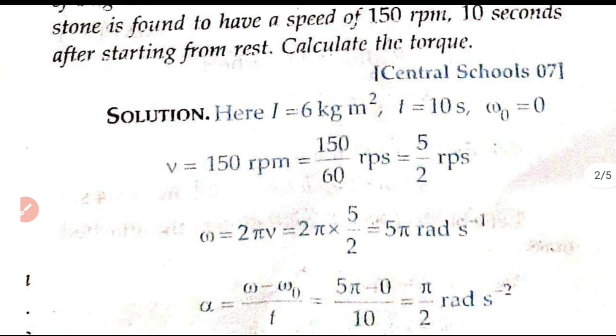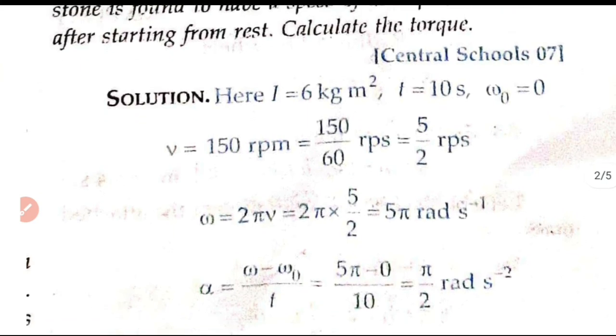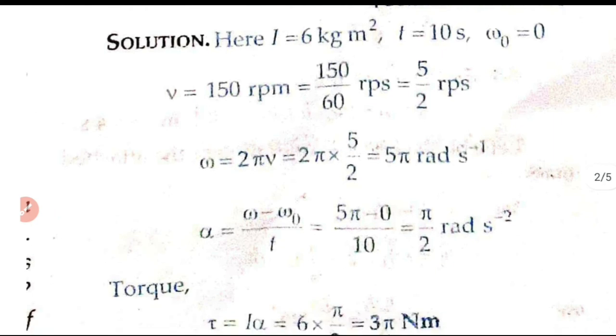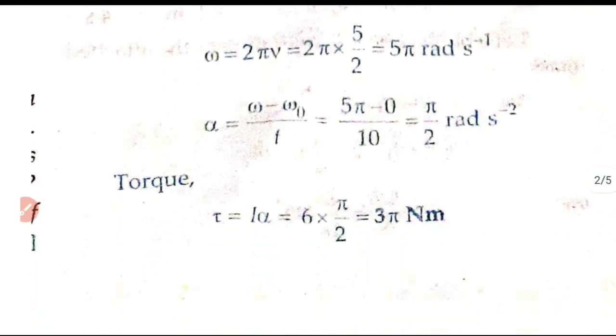So knowing omega, we can get alpha. Alpha is omega minus omega 0 by t, that is 5 pi minus 0 by 10, that is pi by 2 radian per second square. Now we can calculate torque, I alpha: 6 into pi by 2, that is 3 pi Newton meter.